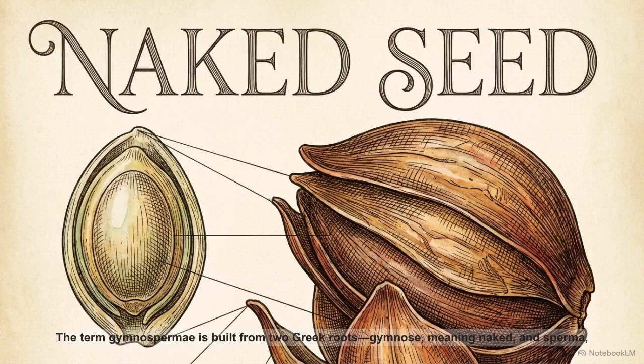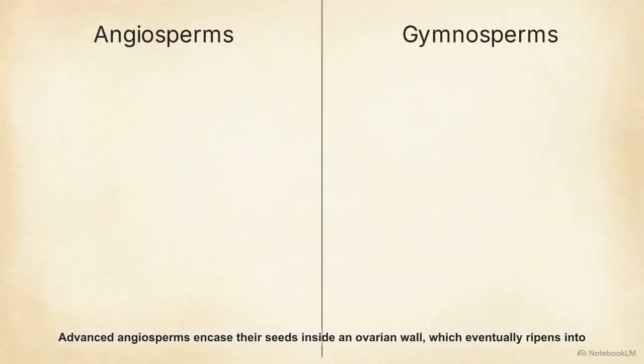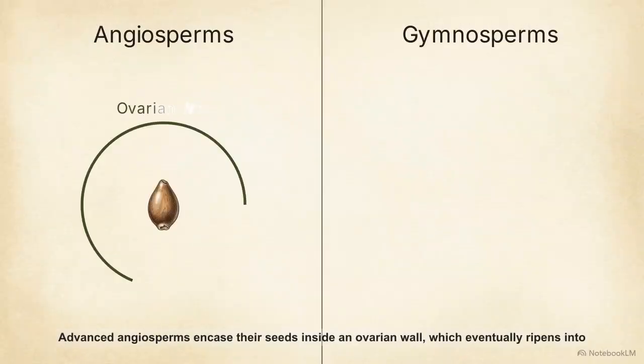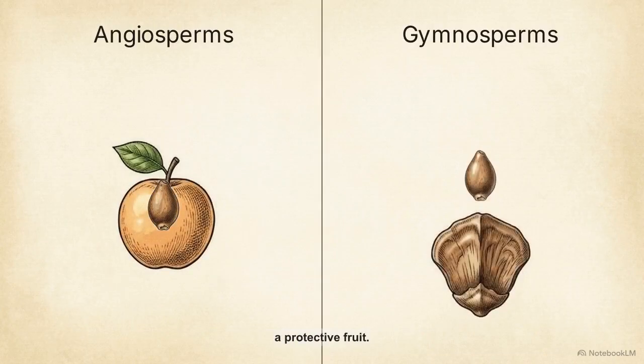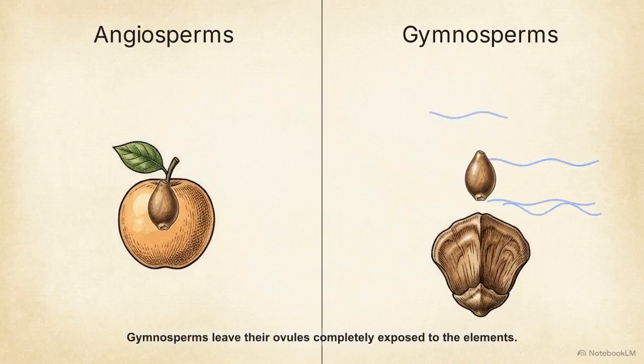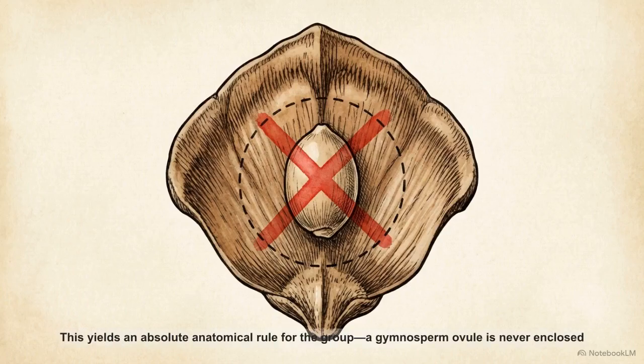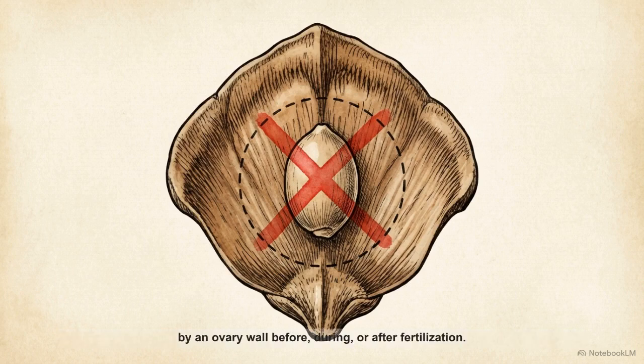The term gymnospermae is built from two Greek roots, gymnos, meaning naked, and sperma, meaning seed. Advanced angiosperms encase their seeds inside an ovarian wall, which eventually ripens into a protective fruit. Gymnosperms leave their ovules completely exposed to the elements. This yields an absolute anatomical rule for the group. A gymnosperm ovule is never enclosed by an ovary wall before, during, or after fertilization.